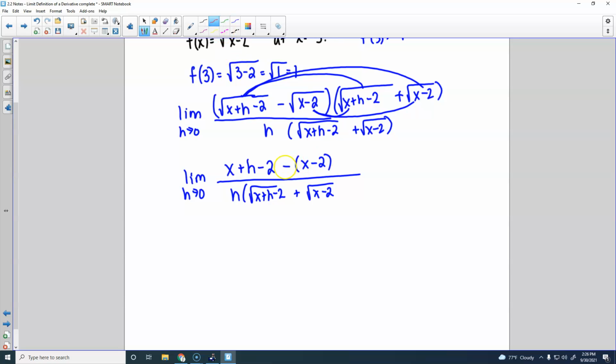All right, so if we subtract, I'm going to go ahead and distribute my negative right here so I don't have to rewrite that. So you got an x and a negative x, a negative 2, and a positive 2. If everything without an x is not canceling, you did something wrong. Just for clarity, I'm going to write this next step. If you skip it, it's okay. I've got h over h times the square root of x plus h minus 2 plus the square root of x minus 2.